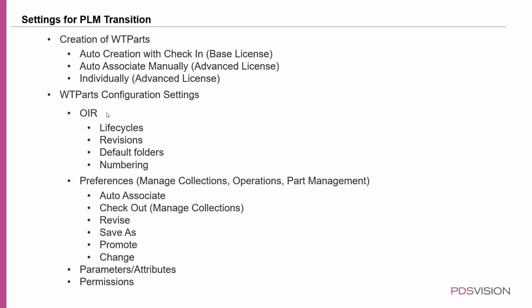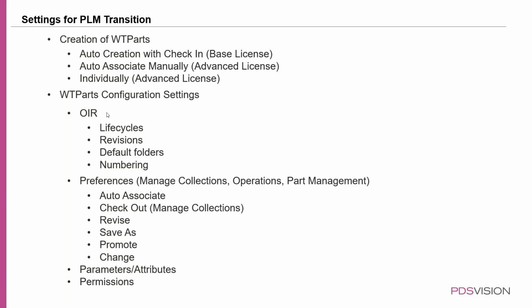Which now brings us to the next piece: we also want to make sure we update our preferences. There are 3 core areas that we want to update in preferences: manage collections, operations, as well as part management. One of the things, and I just mentioned it above, is the auto associate. Turn that on. So when you're checking in, it does that check that says, hey, here is part XYZ. Is there a WT part named XYZ? If it is, connect them. If not, create it.